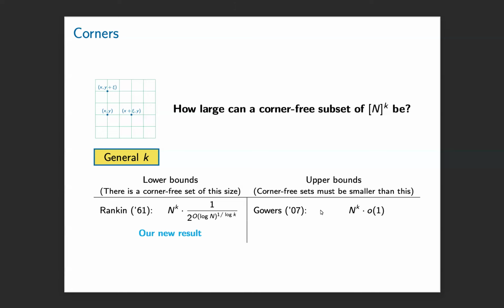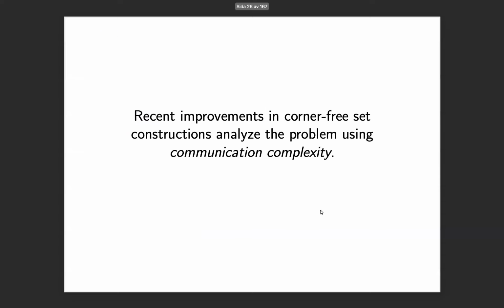Okay, our new result is to get an improvement on Rankin's bound in the big O term here, similar to what Linial, Shraibman, and Green did for the K equals 2 case. And as I said, these recent improvements were sort of intuitively discovered through an analysis of this problem using communication complexity.